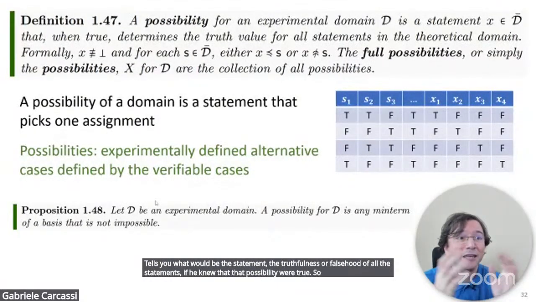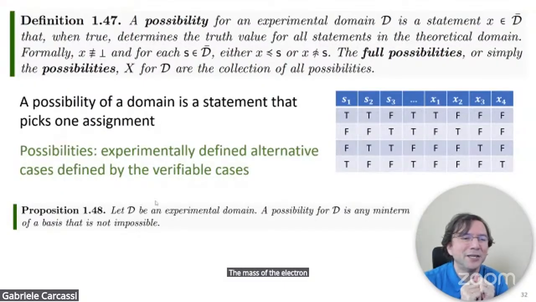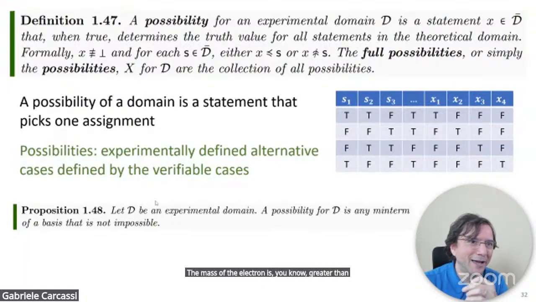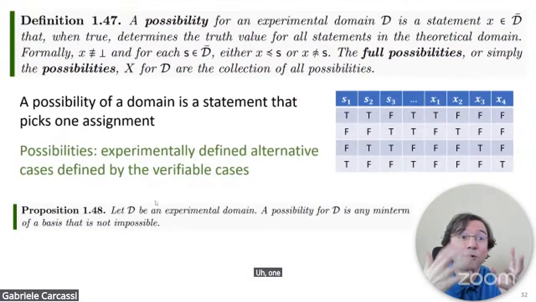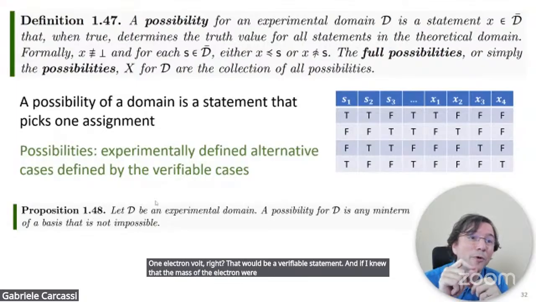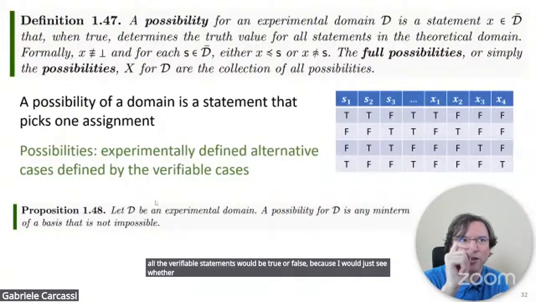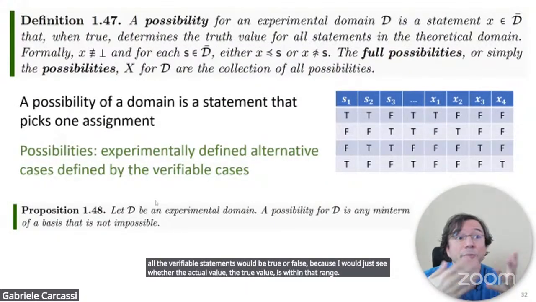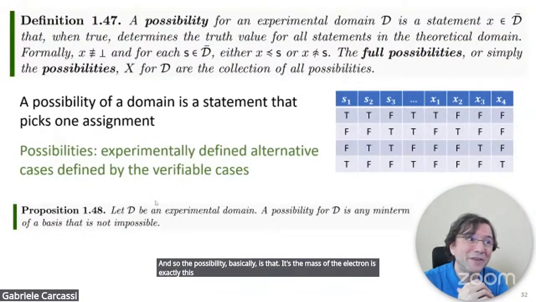So, for example, if you have the set of all possible measurements of mass, right, a verifiable statement would be: the mass of the electron is greater than 0 but less than 1 electron volt. That would be a verifiable statement. And if I knew that the mass of the electron were precisely one number, I could tell you whether all the verifiable statements would be true or false, because I would just see whether the true value is within that range. And so the possibility basically is that the mass of the electron is exactly this number, with infinite precision.